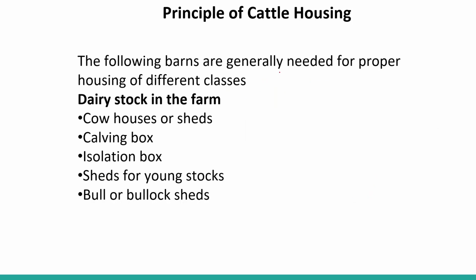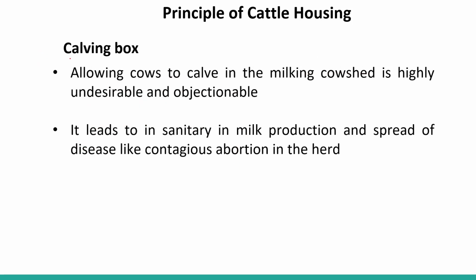The following barns are generally needed for the proper housing of the different classes of dairy stock in the farm: cow houses or sheds. In this type of housing facility, we make certain blocks, right? Block for the cow houses or the shed, block for the calving box, isolation box, shed for the young stock, and bull or bullock sheds. So we are making different types of sheds as per our requirement. Let us discuss one by one, the calving box first.